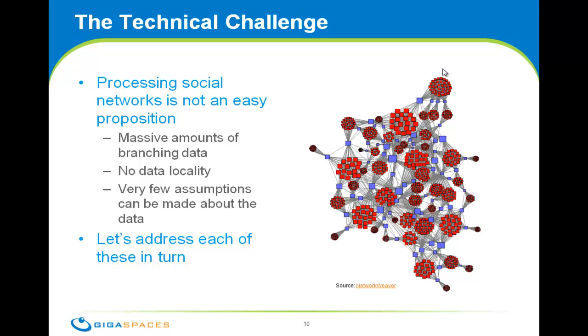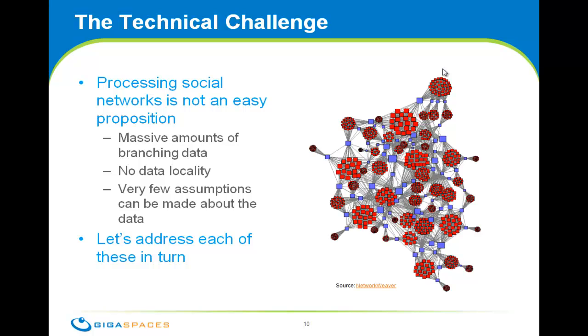Furthermore, dealing with social data is not an easy proposition. It's not an easy thing to do. There are 3 primary pain points in dealing with social networks. There are massive amounts of highly branching data. There's no data locality, and you can make very, very few assumptions about the data.